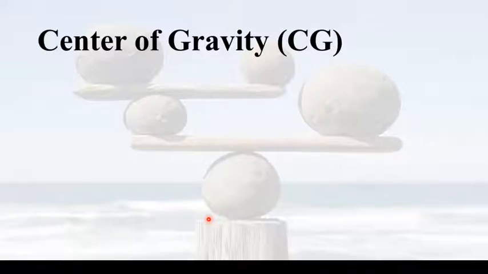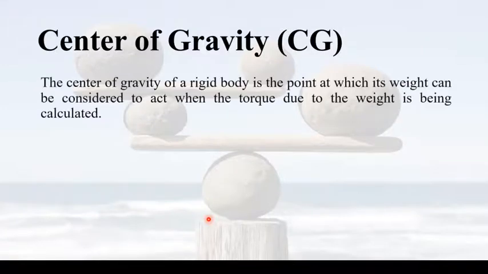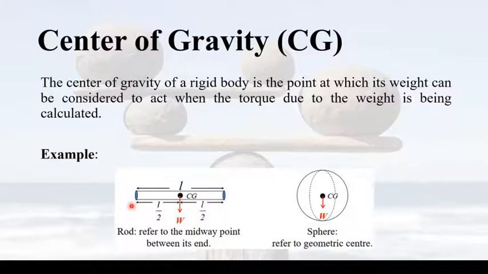It is very similar to the center of mass, but the difference is that center of mass is a scalar quantity. It just tells you the point that can be used to represent the object. But when it comes to center of gravity, it tells you the direction of the vector. Where should you put the weight? So the center of gravity of a rigid body is a point at which its weight can be considered to act when the torque due to the weight is being calculated. So we assume that point is where all the weight is gathered together.